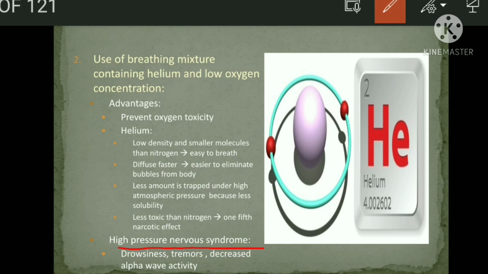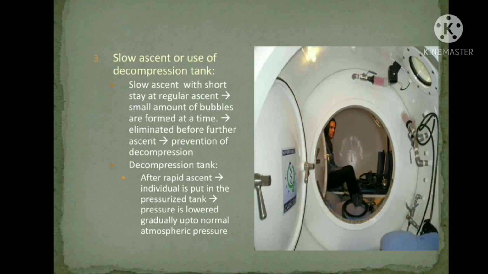The third preventive measure is slow ascent, or we can use a decompression tank. The person is allowed to ascend slowly with short stays at regular intervals during ascent. Because of that, only a small amount of bubbles is formed, and these bubbles can be easily eliminated with ascent. So, we can prevent decompression sickness.